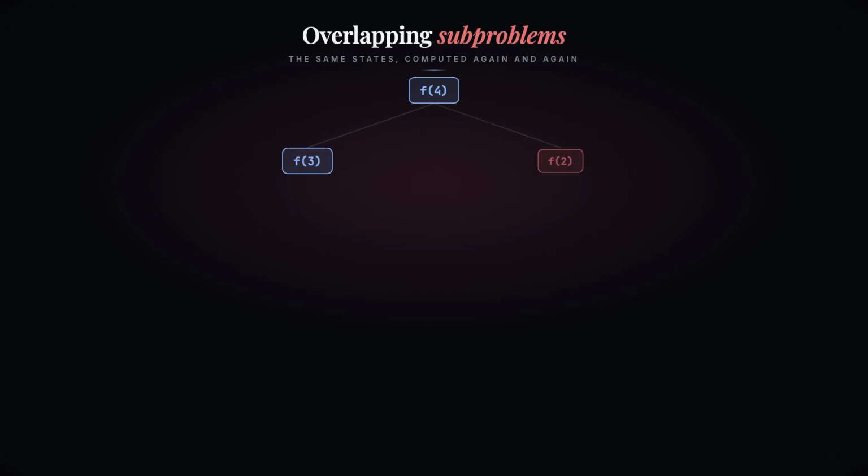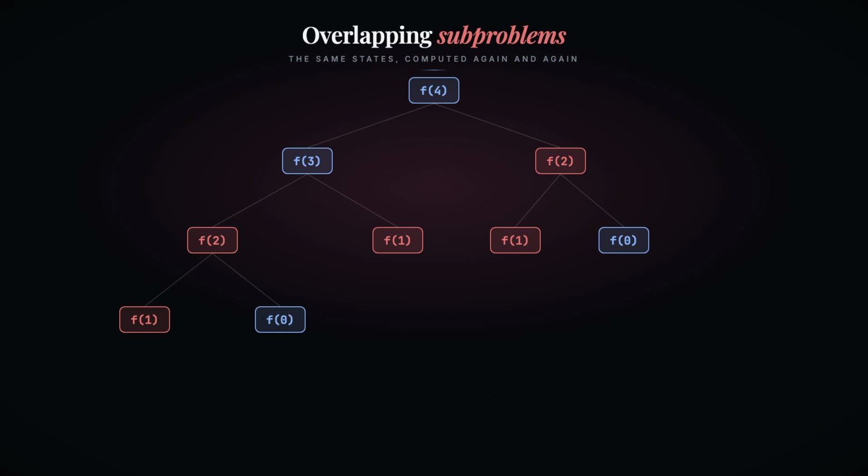Why slow? Draw the recursion tree. To solve f of 4, we call f of 3 and f of 2. f of 3 calls f of 2 and f of 1. Notice f of 2 and f of 1 appear again and again. These are overlapping subproblems. Exponential work over only n distinct states.